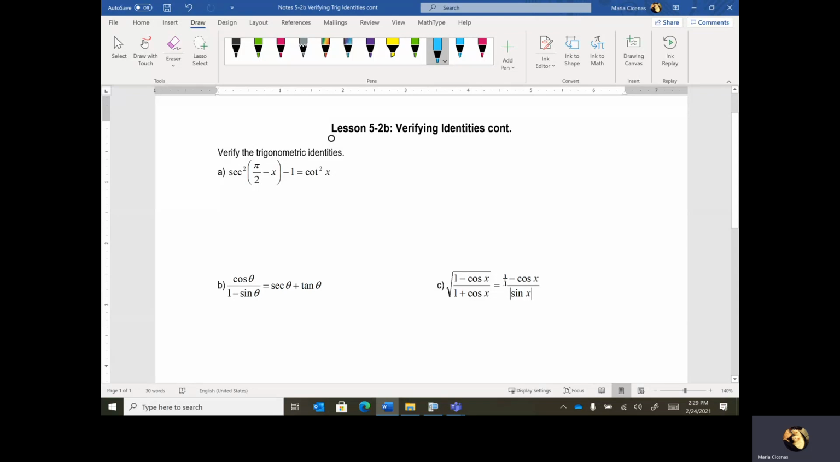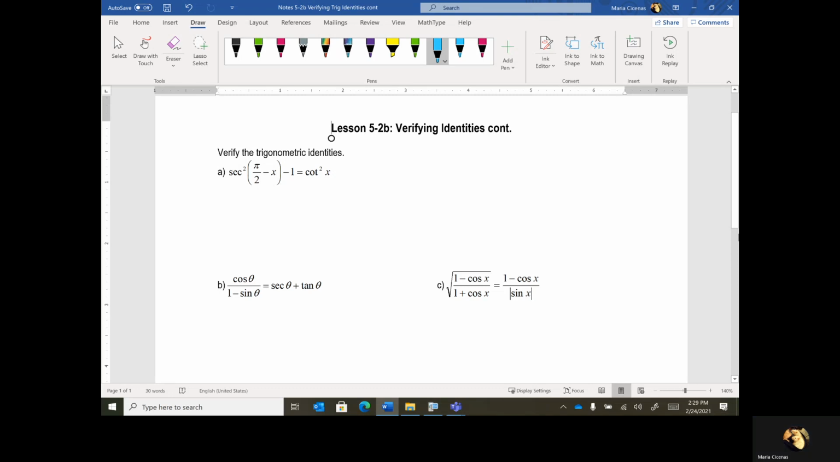We're going to continue talking about verifying identities today, so doing these kind of mini proofs, working from one side of an equation or the other. And the reason I want to do a few more examples is just to show you a couple more techniques and to remind you of a couple things. Then at the end of the lesson, we are going to show you how to tackle some of this on the calculator.